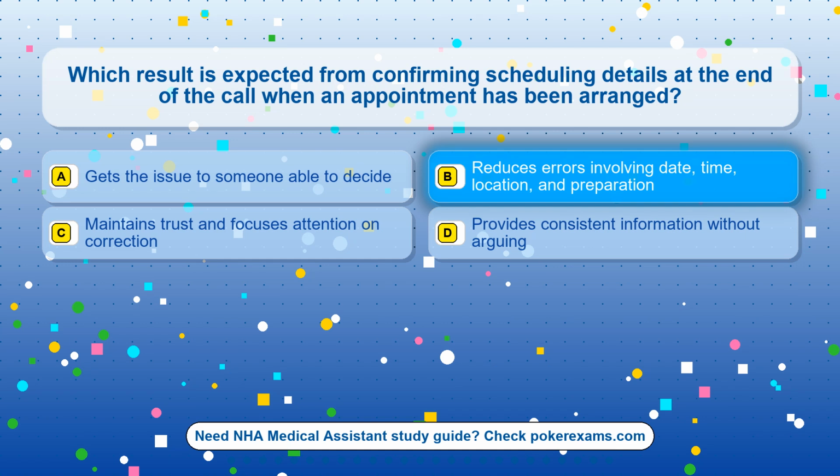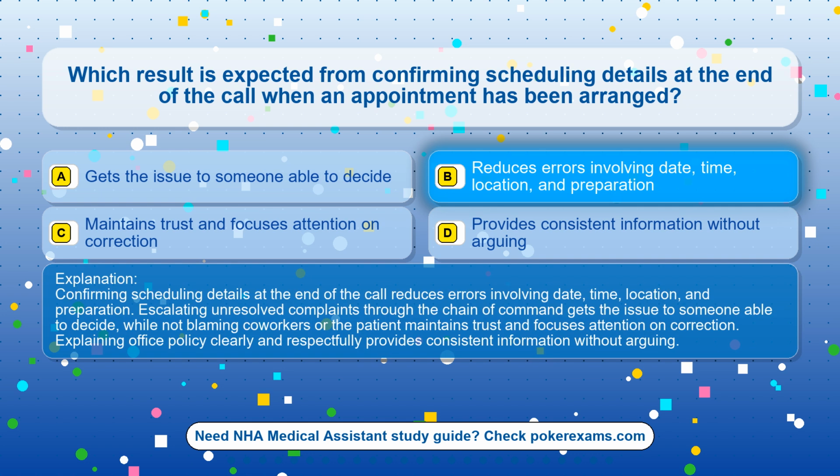The correct answer is option B. Reduces errors involving date, time, location, and preparation. Confirming scheduling details at the end of the call reduces errors involving date, time, location, and preparation. Escalating unresolved complaints through the chain of command gets the issue to someone able to decide, while not blaming coworkers or the patient maintains trust and focuses attention on correction. Explaining office policy clearly and respectfully provides consistent information without arguing.